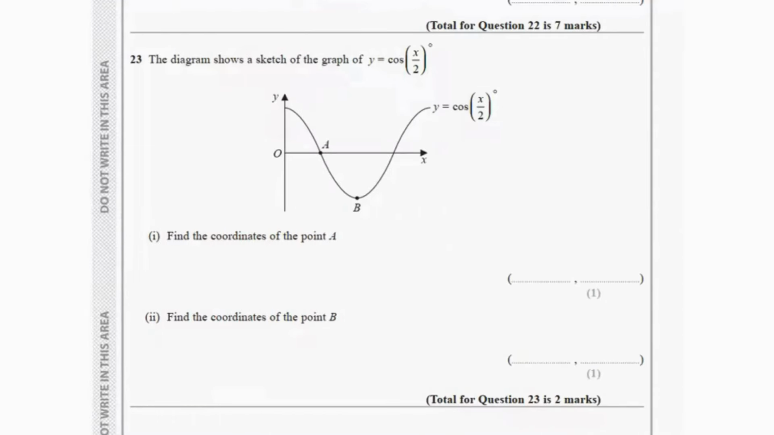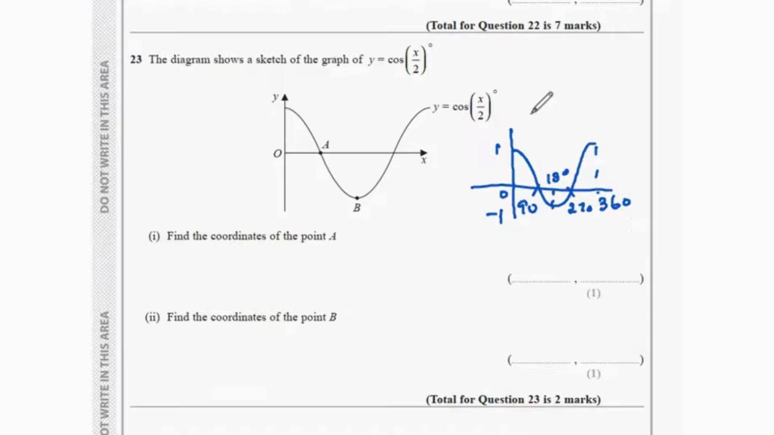Then it says a diagram shows a sketch of the graph y equals cos of x over 2. Find the coordinates of point A. So once again, let's draw the original graph for y equals cos x. This is y equals cos x, where the maximum value is 1, minimum is -1. This is 0. This is going to be 90. Minimum value is at 180. This is 270, and the maximum value again is going to be at 360.